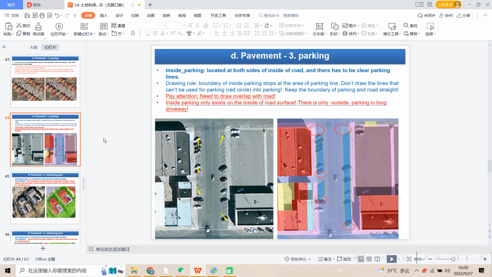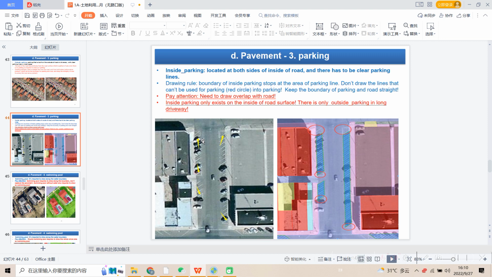So inside parking, first, before we start, we need to remember that inside parking is still road, okay? It's still road, but because there are painted parking lines on the road, we need to cut this part out as an overlap with road. So this inside parking should be road first, and then it has another function which is parking. So remember, first it has to have clear parking lines. And second, we need to draw the overlap with road, like this one.